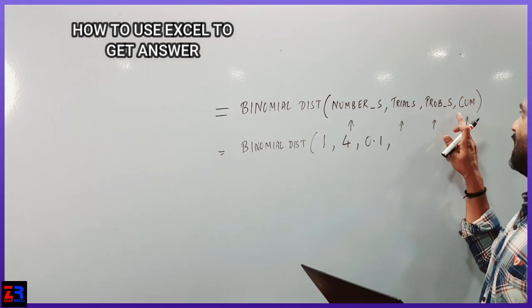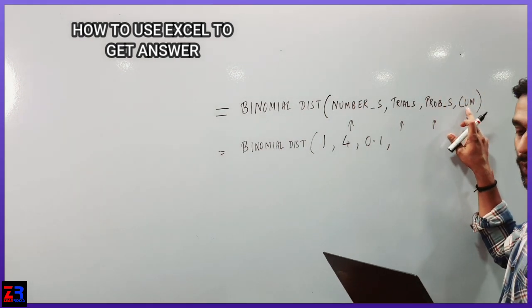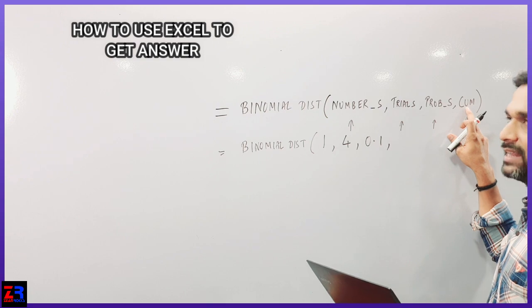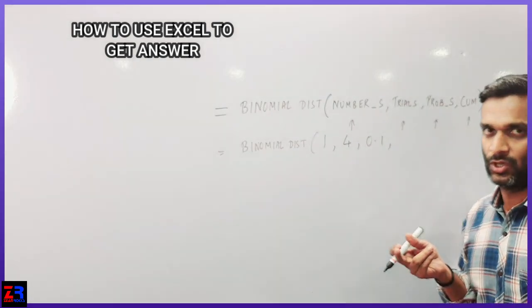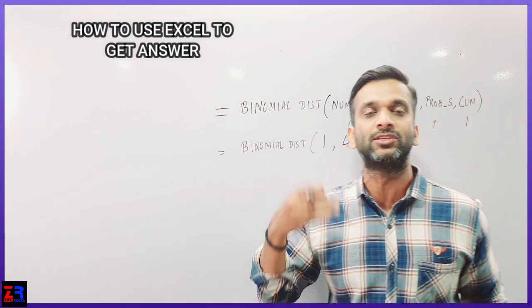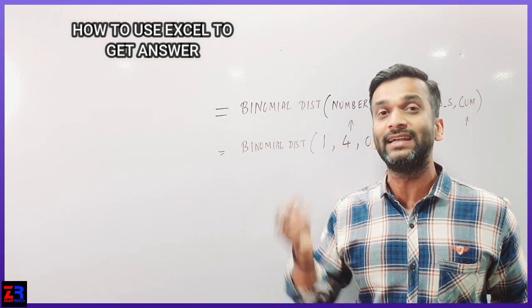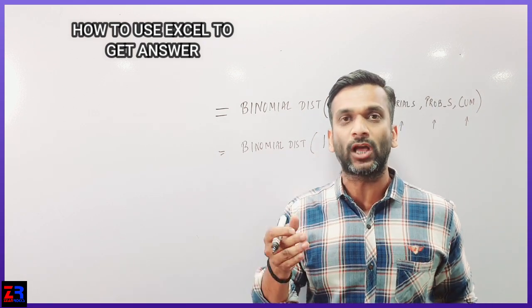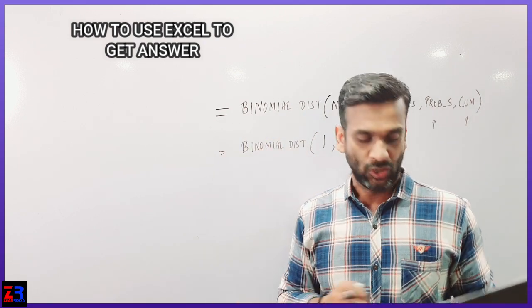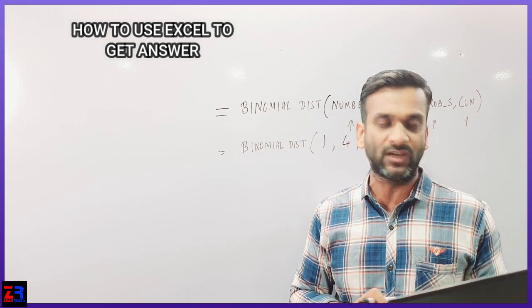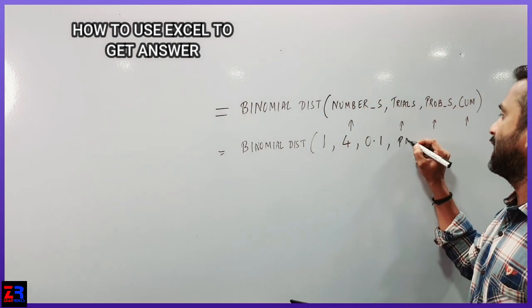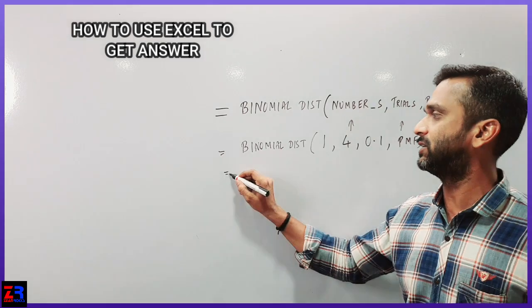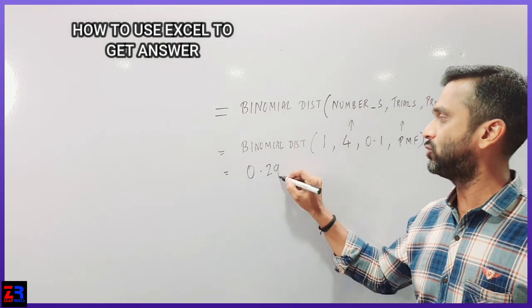Now here they will ask you 2 questions. One is cumulative distribution and other is probability mass function. If you remember, I had taught you probability distribution. In that I taught you that in discrete distribution we talk about probability mass function. So you have to click on probability mass function and press enter, PMF, and then press enter. You will get the answer 0.2916.